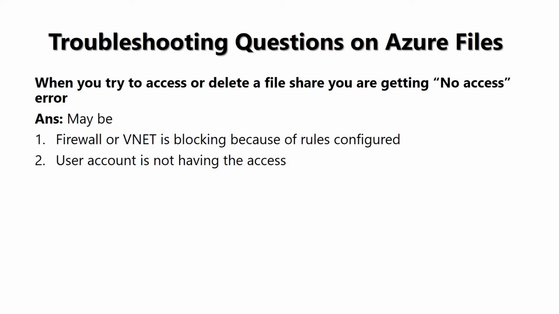Next scenario based question can be, when you try to access or delete a file share, you are getting a no access error. So what is the issue? You have to tell that a firewall or VNet is blocking because of the rules configured. This is one thing we can suspect. Then another one is the user account not having access. This can also be there. Because of this, a no access error can occur.